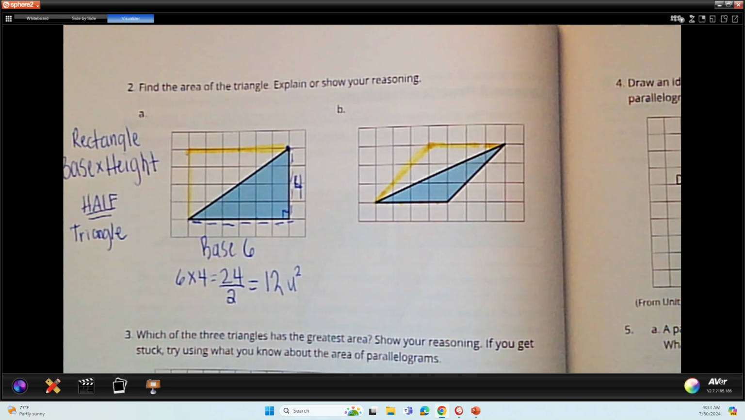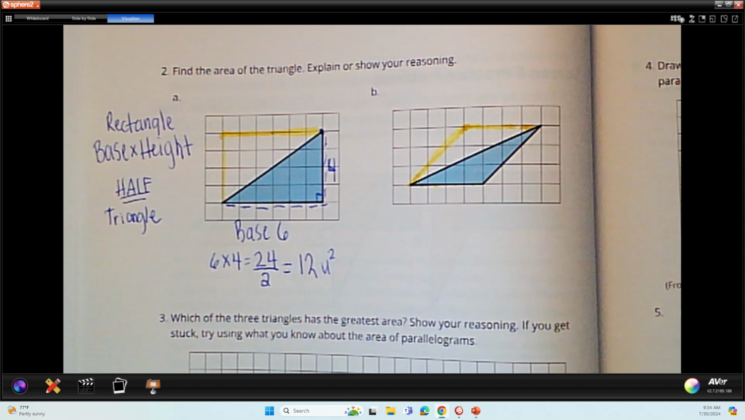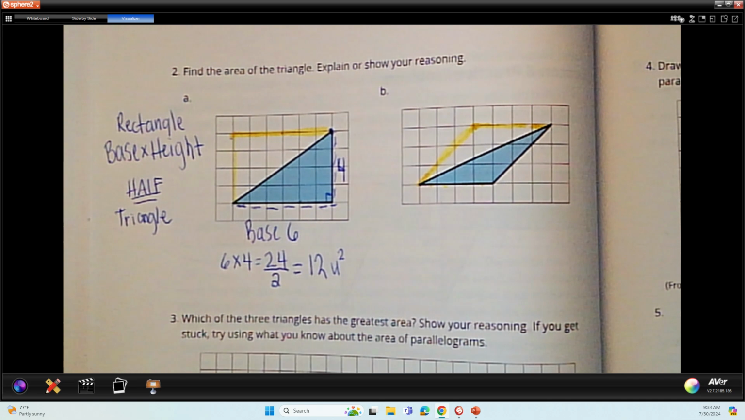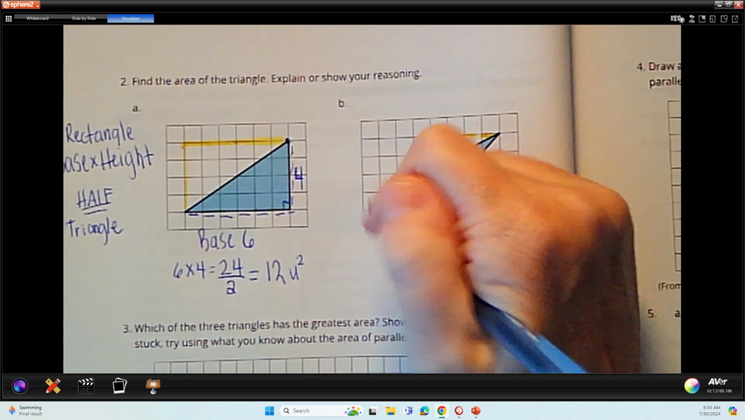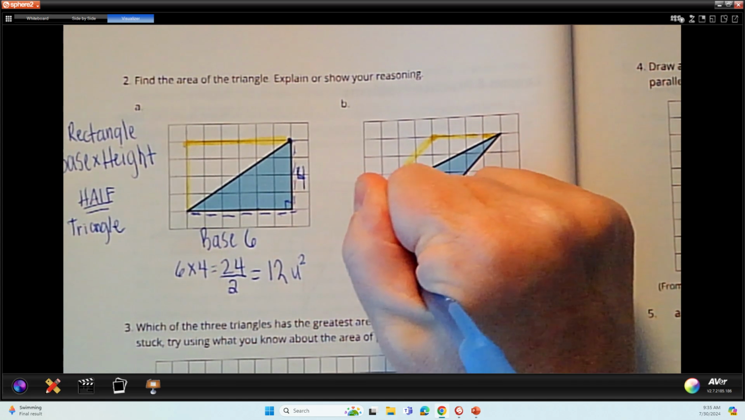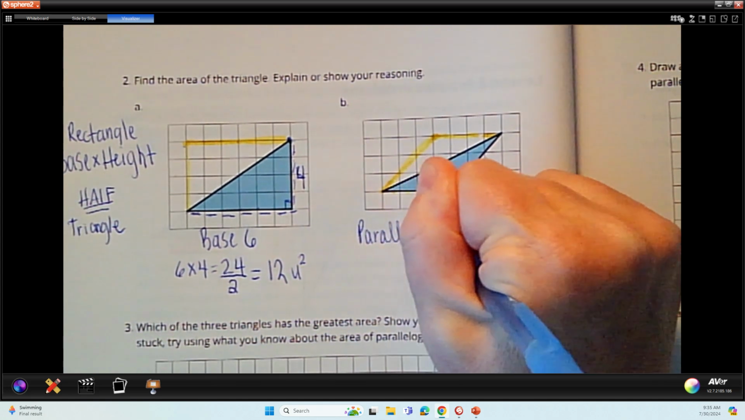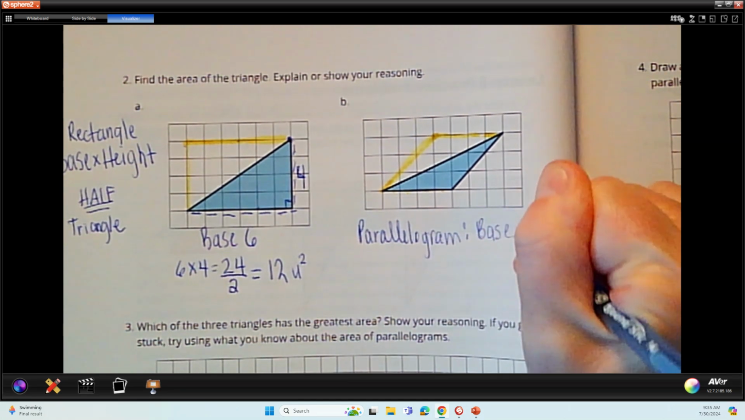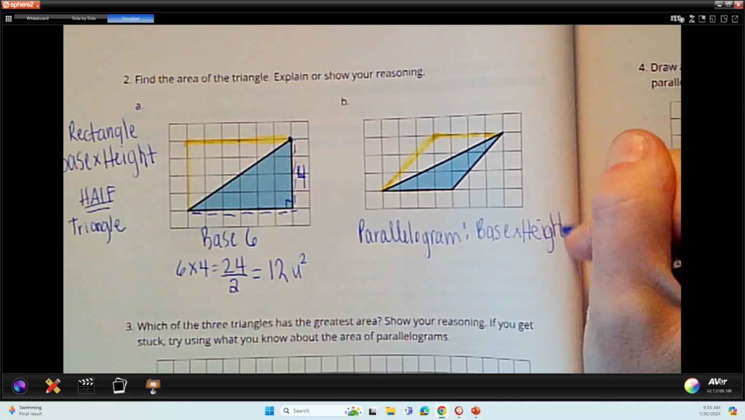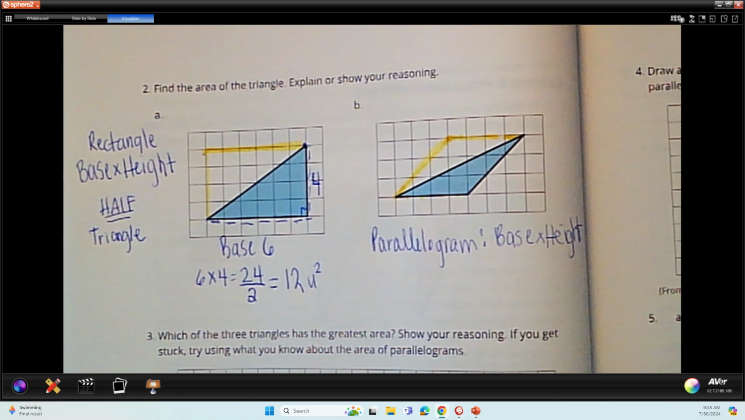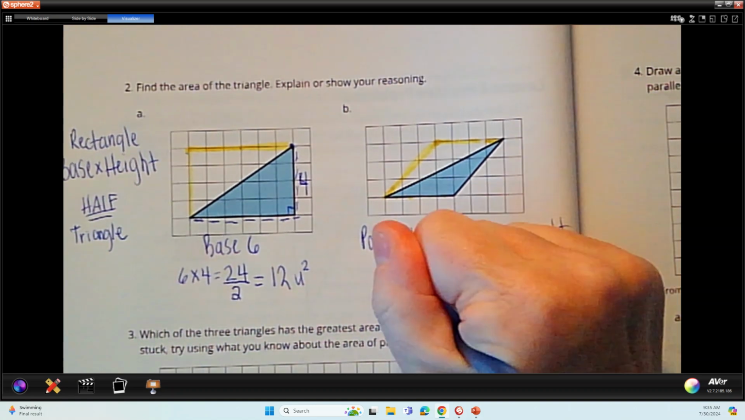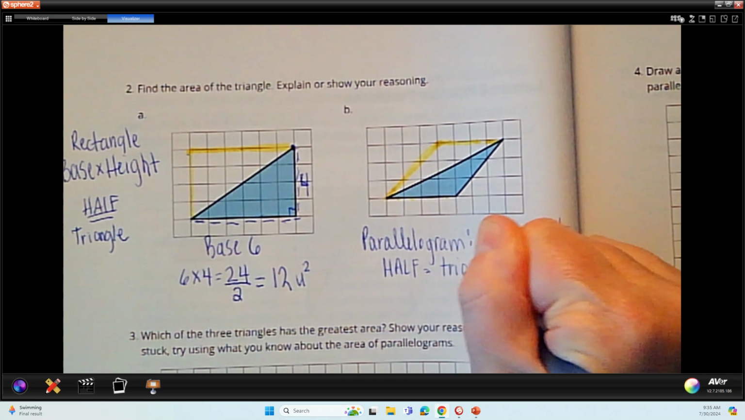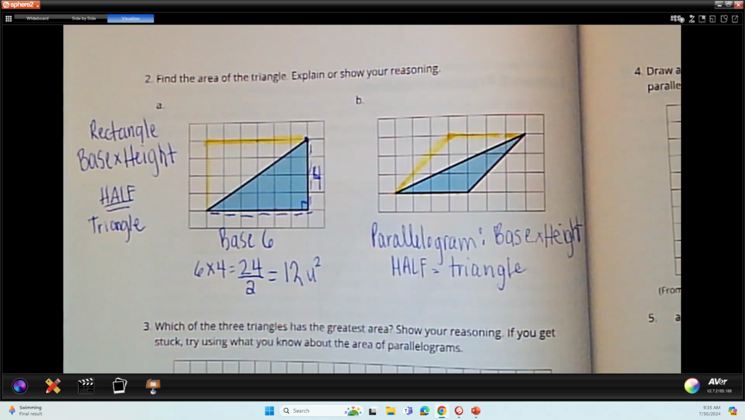Okay, so again, just like the rectangle, if I take a parallelogram and I slice it in half diagonally, I create a triangle. So again, I know the formula for a parallelogram is base times height, right? Which is what we've been learning. The triangle, it's so much easier because we know that half of the parallelogram is a triangle, half of the rectangle is a triangle, then we just divide by 2. So half would equal the triangle. So we just have to divide by 2.